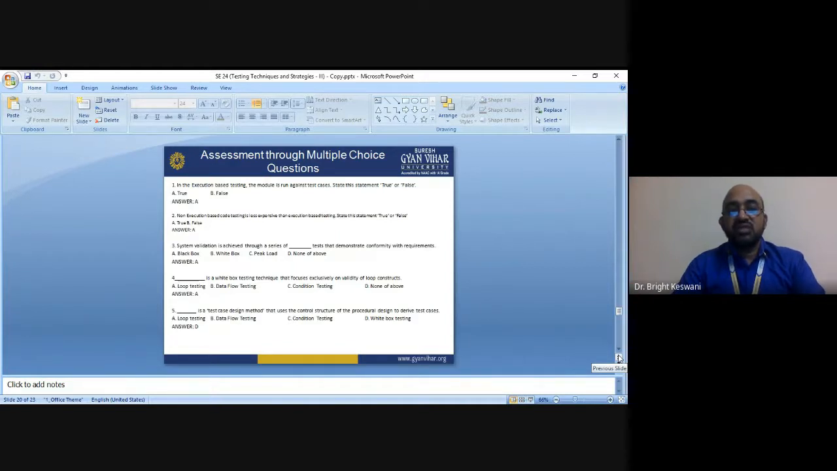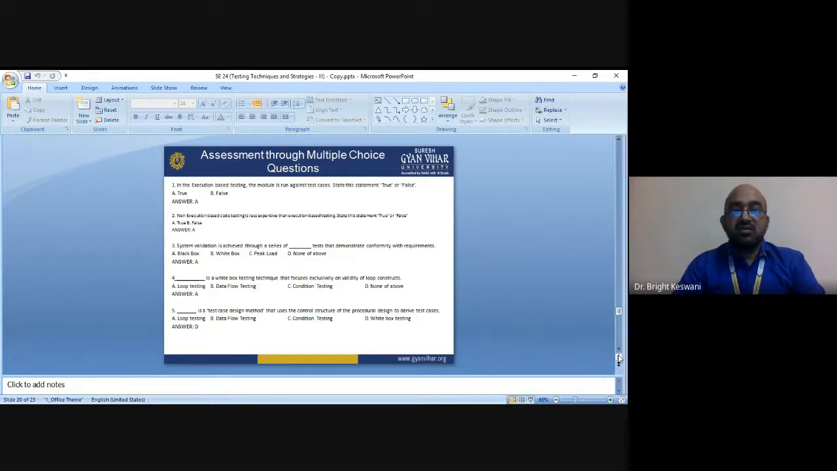The first question: in the execution based testing, the module is run against test cases. State this statement as true or false. The statement is true, because in the execution based testing, the module is run against test cases.